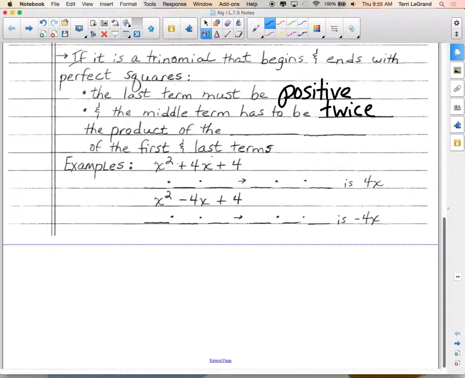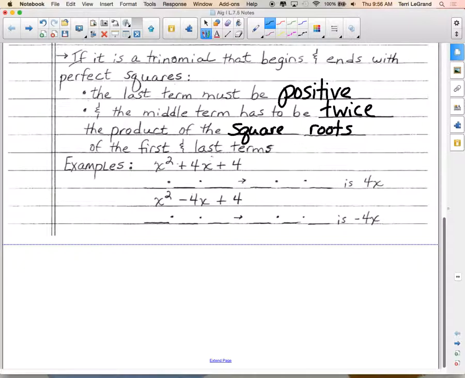Because you remember when we were multiplying, how we multiplied times 2? So twice the product of the square roots. And those square roots come from the square root of the first term, which is a perfect square, and the square root of the last term, which is a perfect square.